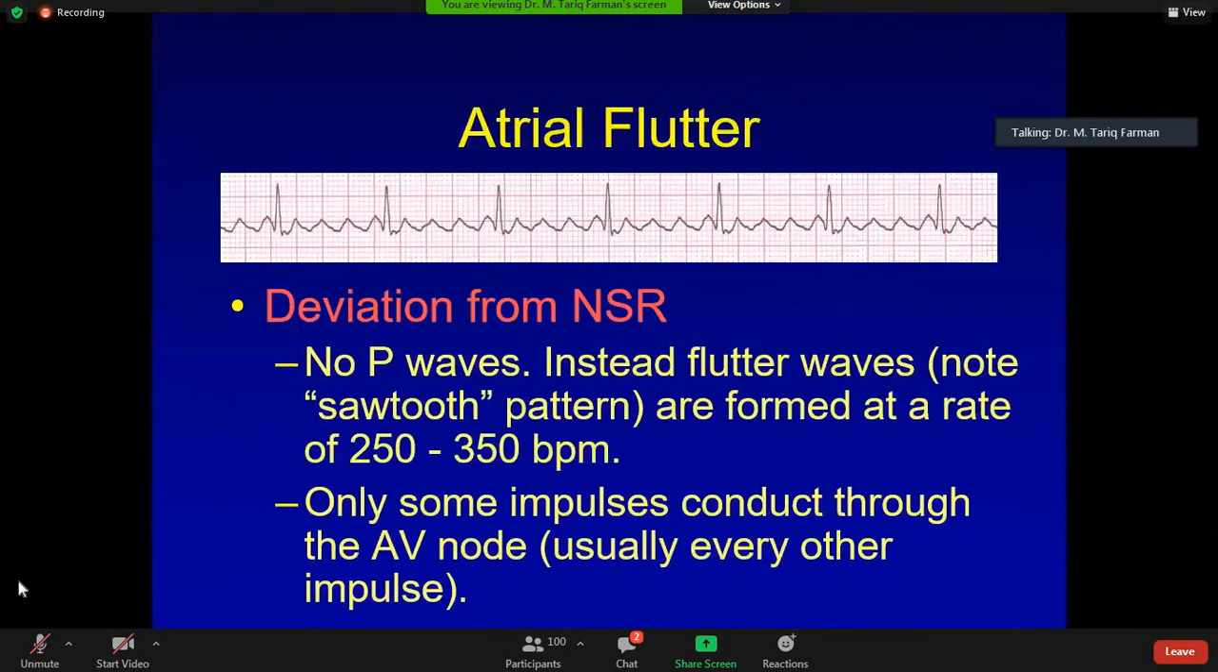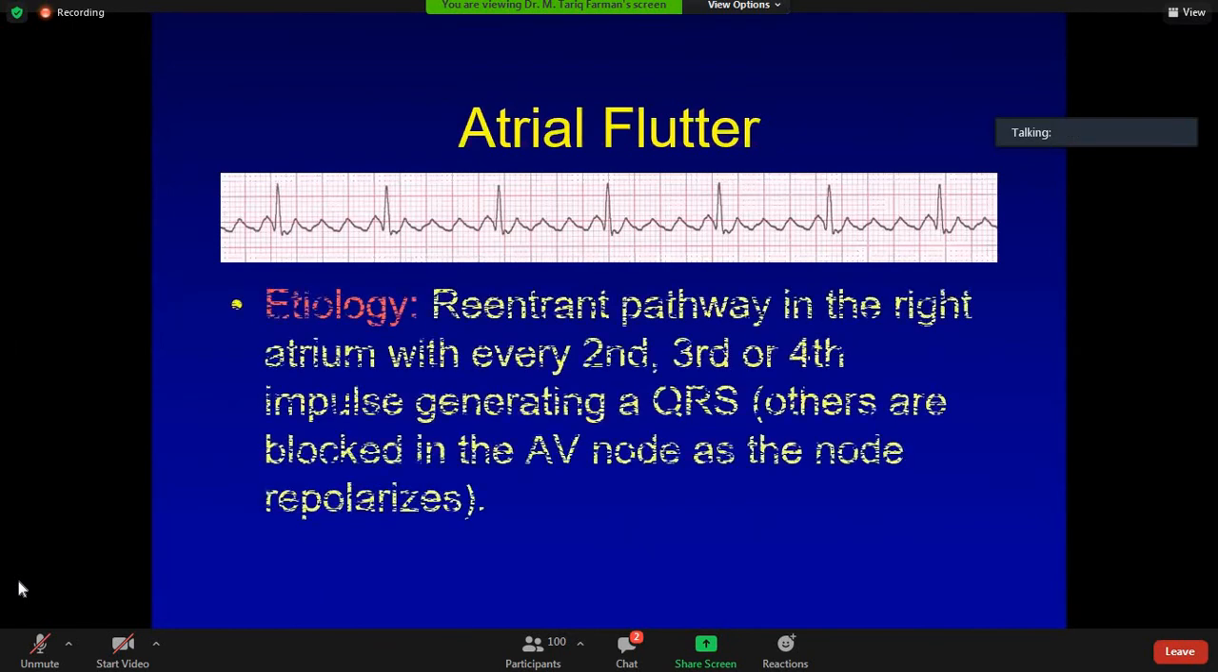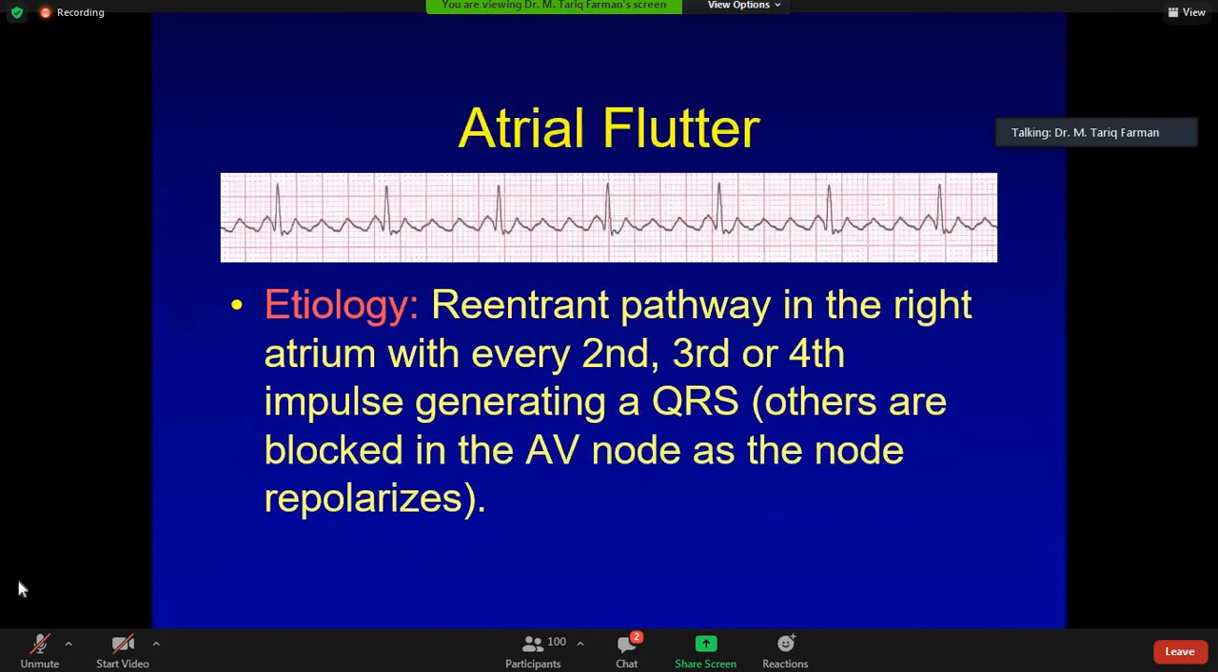No P wave, instead flutter waves, the sawtooth pattern, formed at a rate of 250 to 350 beats per minute. Only some impulses conduct through the AV node, usually every other impulse. Reentrant pathway in the right atrium with every second, third, or fourth impulse generating a QRS. Others are blocked in the AV node as the node depolarizes.